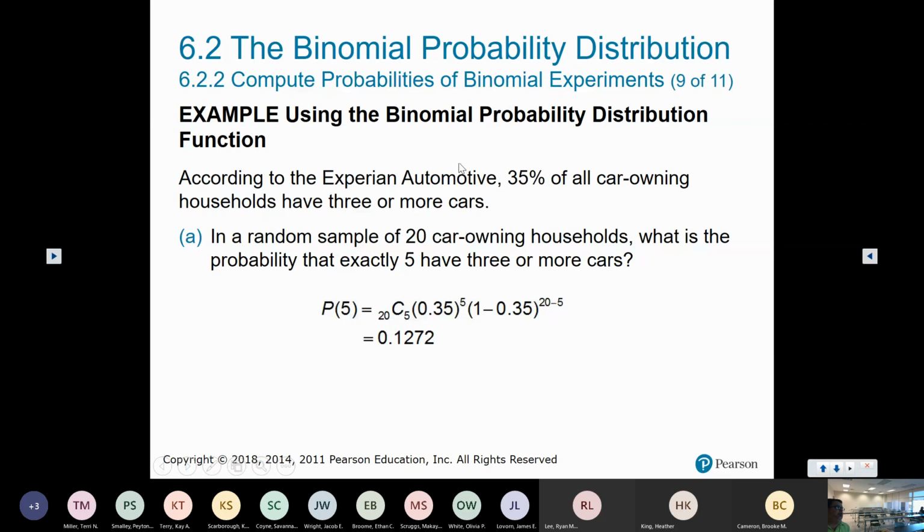According to the Experian Automotive, 35% of all car-owning households have 3 or more cars. Now, I wish they had not chosen 3 or more cars. I wish they just said 3 cars because a lot of you might think that has to do with the inequalities. It doesn't. Just mark out "or more." Just say 3 cars, okay? Because you're going to get that mixed up with the inequalities. This has nothing to do with the inequalities, okay? So I just tell students to put 3 cars.